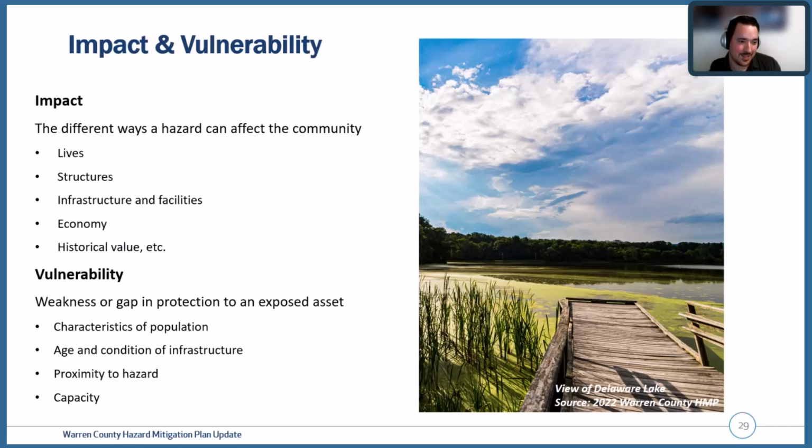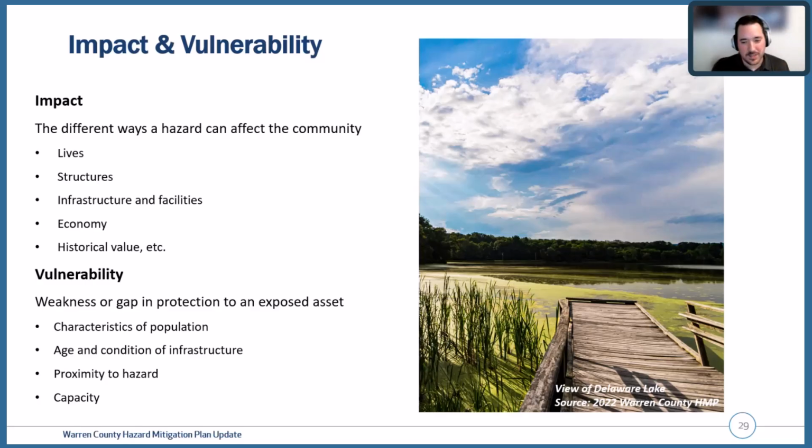And then the vulnerabilities, weaknesses or gaps in protection to exposed assets. That's characteristics of a population, age and condition of infrastructure, proximity to hazard, and capacity. And we can't just look at a risk on a map. We have to know if there's a dense population of folks who are not English speaking or 65 and older over here that may need a different type of care when it comes to recovery and response.